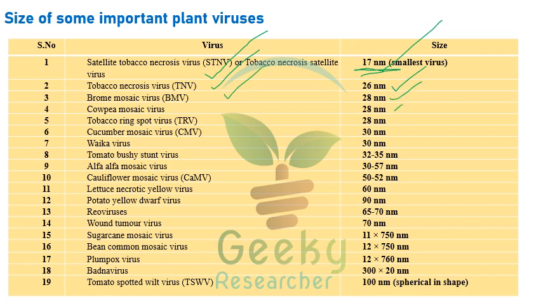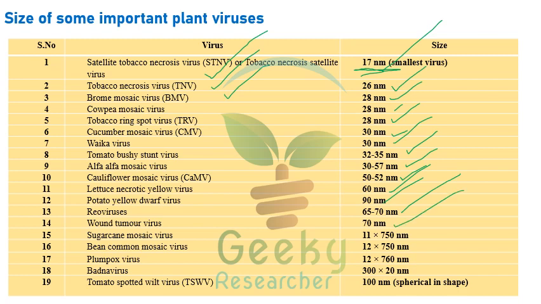Tobacco ring spot virus 28 nanometer. Cucumber mosaic virus 30 nanometer. Vica virus 30 nanometer. Tomato bushy stunt virus 30 to 35 nanometer. Alfalfa mosaic virus 30 to 50 nanometer. And this is important: cauliflower mosaic virus is 50 to 52 nanometer. Lettuce necrotic virus 60, potato leaf roll virus 90 nanometer, Reo virus 65 to 70, and wound tumor virus 70 nanometer.